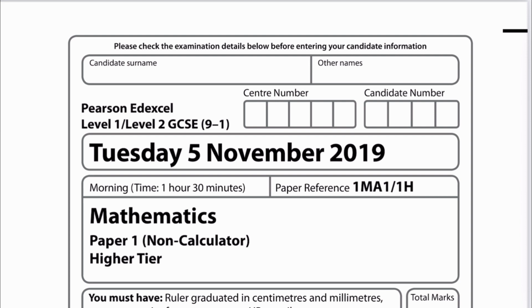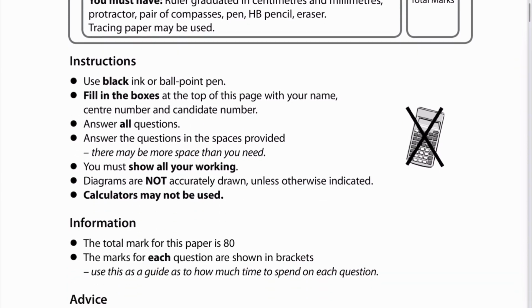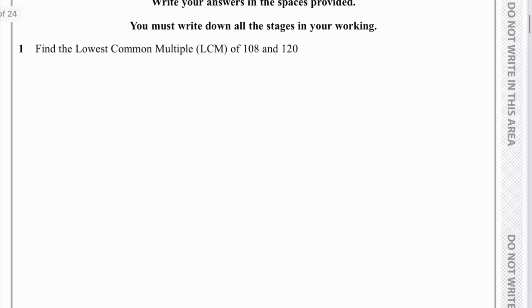Okay, so in this video we're going to be looking at the November 2019 paper 1 for Edexcel, and it's the non-calculator higher paper. Please do stop the video, have a go at each of the questions and then compare your solutions. Let's move on then to question number 1.